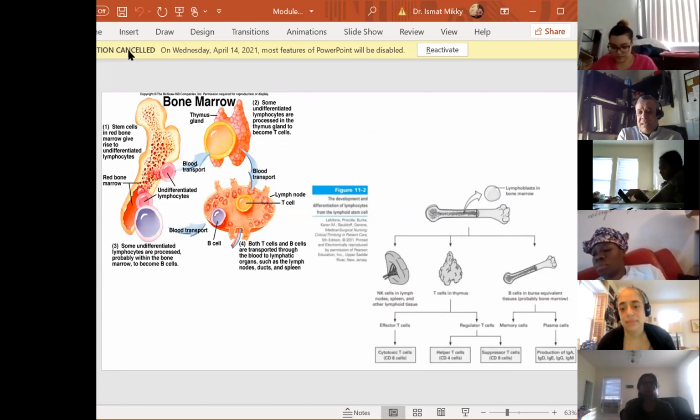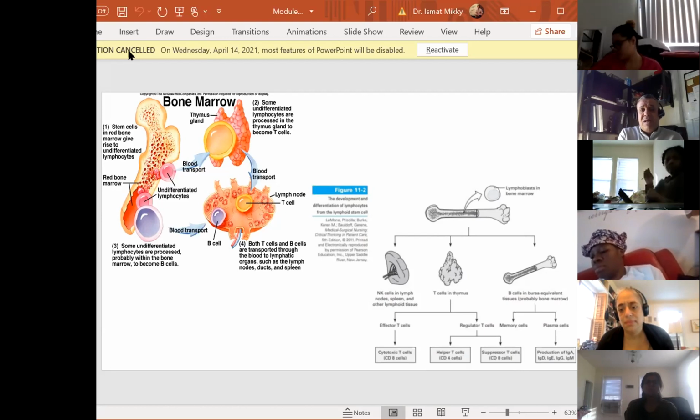This slide is important because it tells us about the source of the B cells and T cells and how they become differentiated. The stem cells in the red bone marrow give rise to the undifferentiated lymphocytes. The red bone marrow is going to produce the lymphocytes, both B cells and T cells. But at this point, they haven't been differentiated yet and are not ready to elicit the immune response.